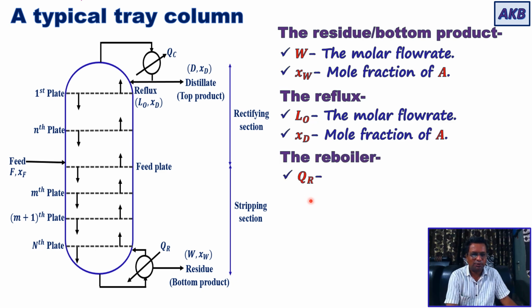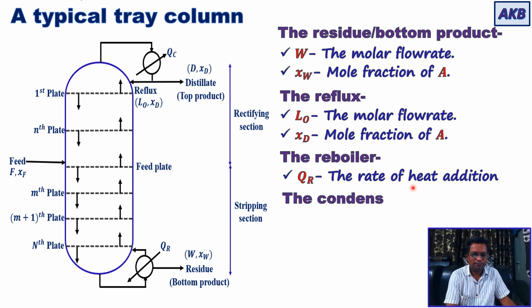Then the reboiler. For the reboiler, QR will represent the rate of heat addition in it, the heat being added to boil the solution so as to create a vapor phase out of it. Then for the condenser, QC will represent the rate of heat removal from it, the heat removed from the vapor phase so as to bring about the condensation. So QC will represent the rate of heat removal in the condenser. So these are the notations that we will be using in our discussion.